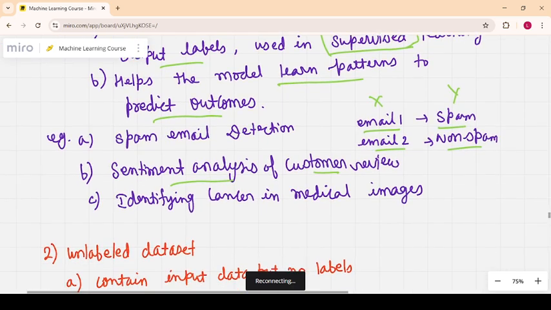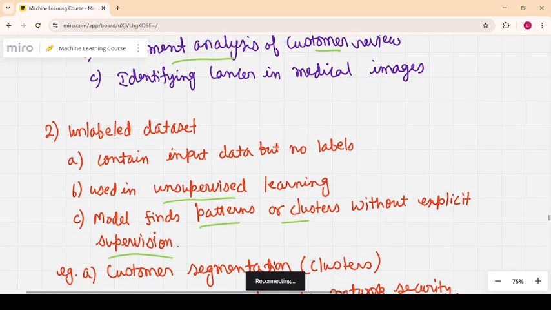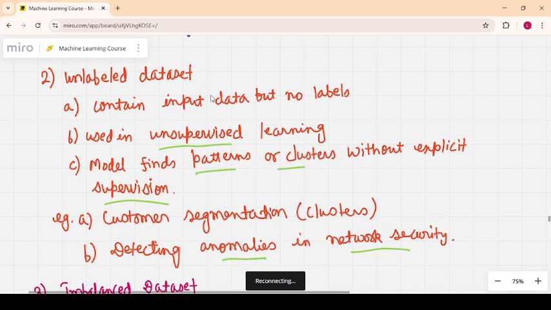Let's move to the other type of data set, the unlabeled data set. Here its name tells about this data set: it does not have labels. So it only has input data. It has only X. There is no Y.